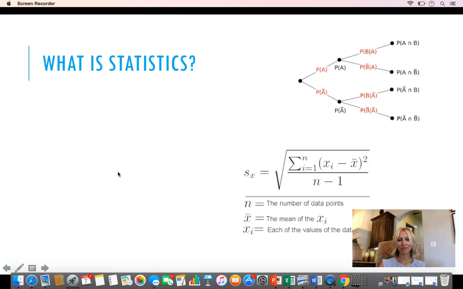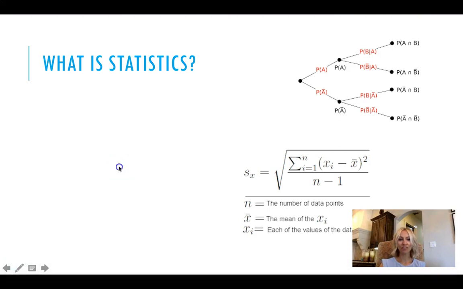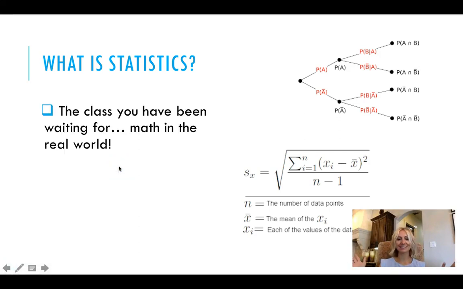The first thing everybody always asks me is, what is statistics? Well, we're going to do a lot of different things in this class. One of the things that I always tell people is this is the class you've been waiting for. Finally, we're going to look at math in the real world. That means everything that we do in this class has context. You're going to be writing your answers, explaining what you're doing. We're going to teach you to think critically and describe and explain what you're doing mathematically.